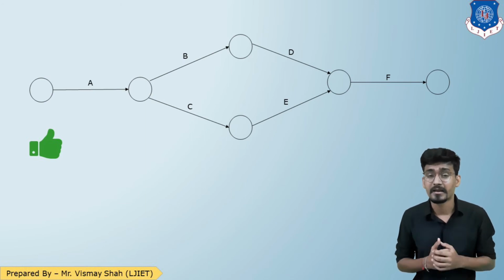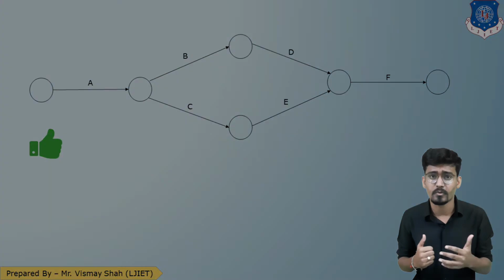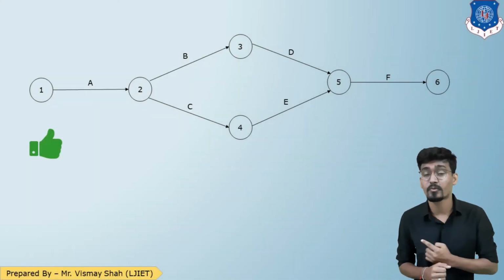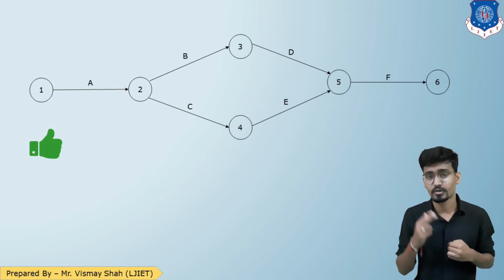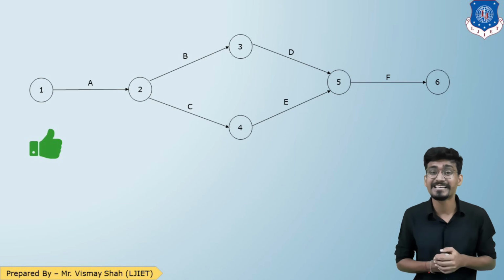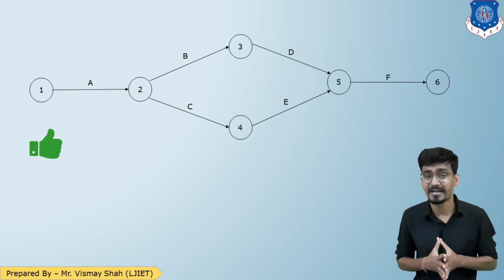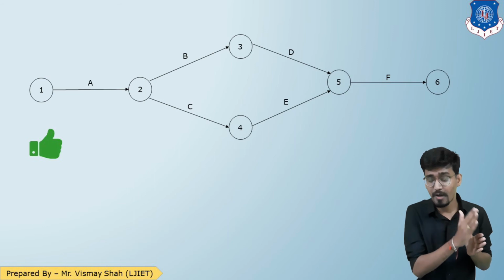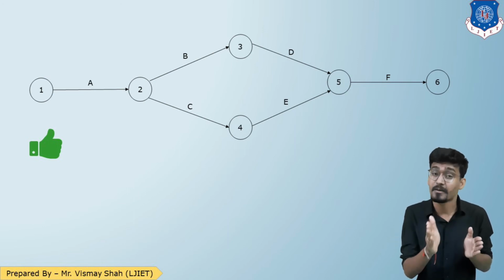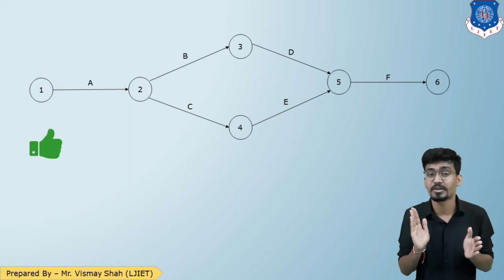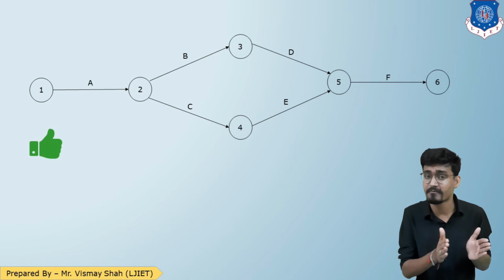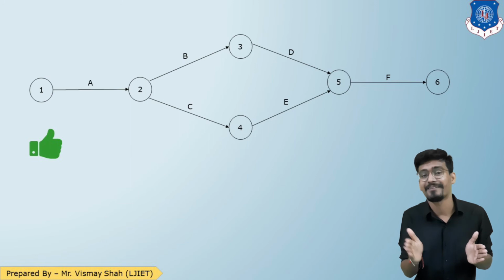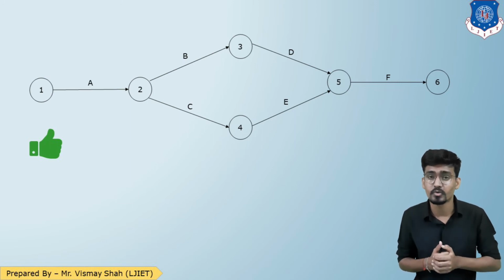Now let us see the numbering of the network. Here is the network numbering: 1, 2, then two circles are coming parallelly, so 3 and 4, then 5, and last is 6. This is how numbering should be done. That is Fulkerson's rule: from left to right, whichever circle comes first, you number it sequentially. There was only one circle at the start, so 1. After that, only one circle, so 2. After that there were 2 circles, so 3 and 4 parallelly, then again 5 and 6. That is how we'll do the numbering.